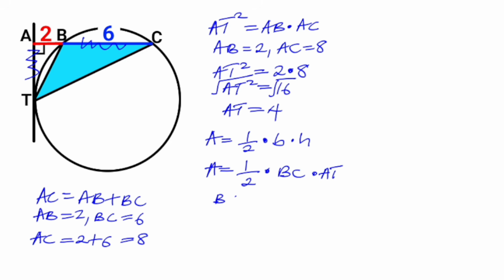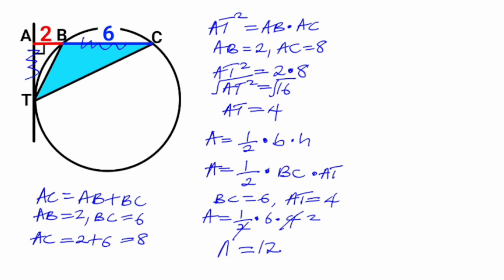BC is equal to 6. AT is equal to 4. If we plug in these values in the above expression, we will have 1 over 2 times 6 times 4. 4 divided by 2 is 2, and we are left with 1 times 6 times 2, which is equal to 12. Hence, the area of triangle BCT is 12 square units.